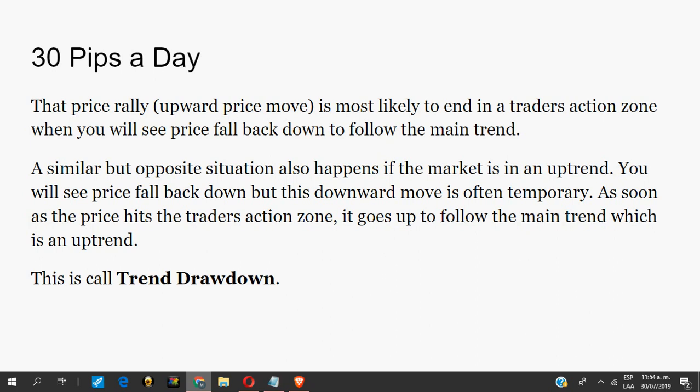A similar but opposite situation also happens if the market is in an uptrend. You will see price fall back down, but this downward move is often temporary. As soon as the price hits the trader's action zone, it goes up to follow the main trend, which is an uptrend. This is called trend drawdown.